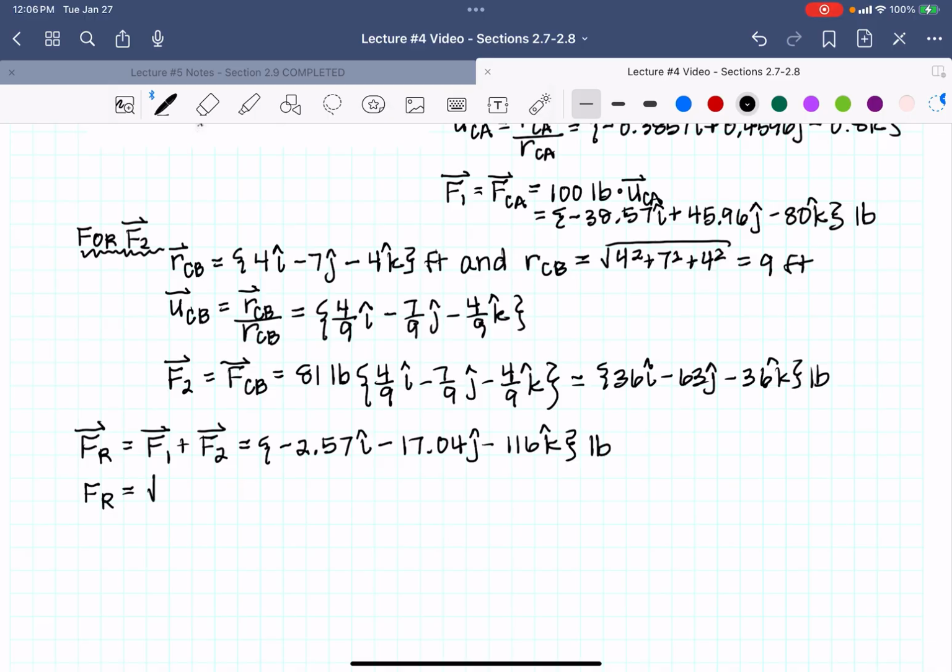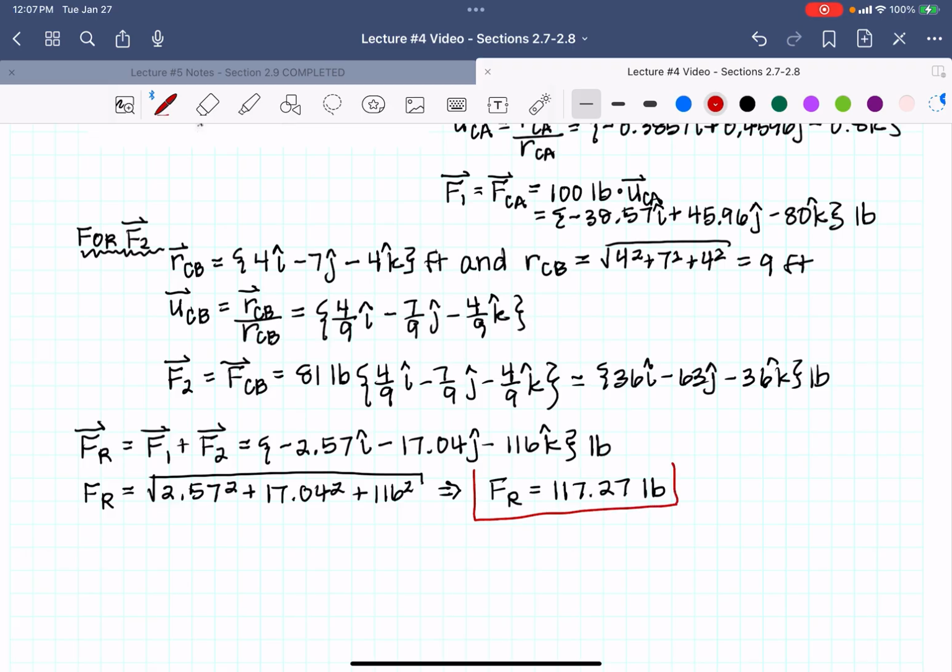So it's going to equal the square root of 2.57 squared plus 17.04 squared plus 116 squared, which is going to give me the resultant force equal to 117.27. Don't forget your units, pounds. Box your answer. So that's the magnitude of the resultant.